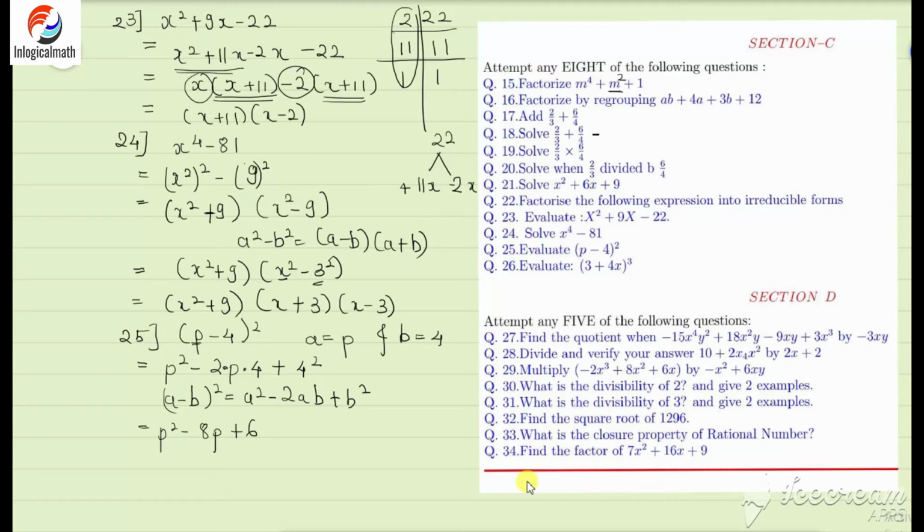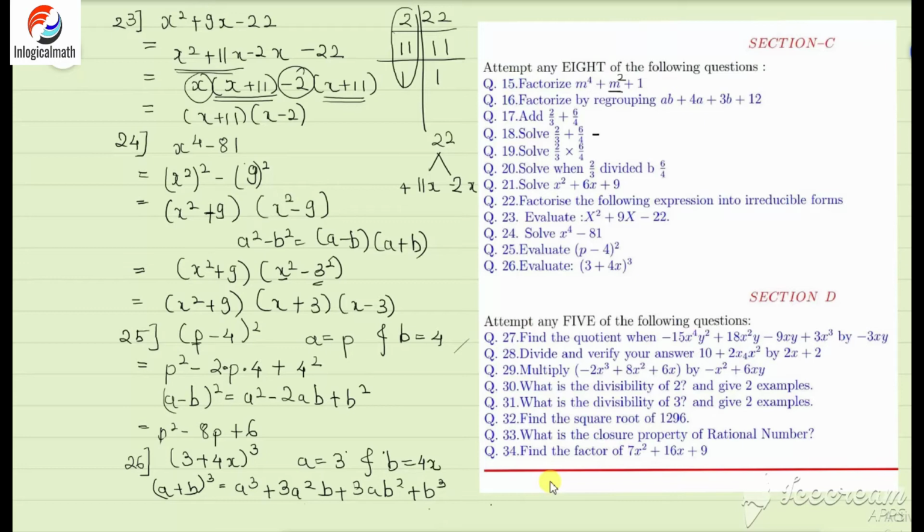Okay, so now we will move toward question number 26. The question is to find the cube of 3 plus 4x, that is (3 plus 4x) raised to 3. Okay, so we know the formula. What is the formula for finding a plus b whole cube? It is nothing but a cube plus 3a square b plus 3ab square plus b cube. Here a equals 3 and b equals 4x.